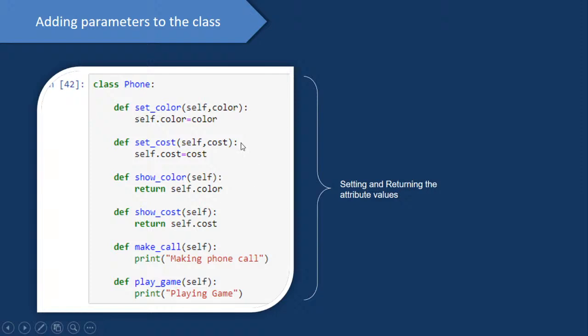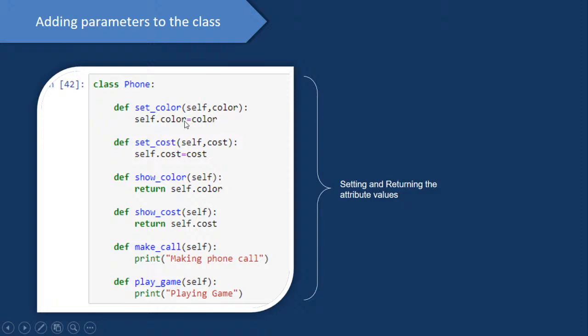So what I'll do is I will have 4 additional methods over here. I have set color, set cost, show color, show cost. And with the help of set color, I am going ahead and assigning the color. So as you see, instead of just having the self parameter over here, I also have the color parameter, and here I have self.color is equal to color.